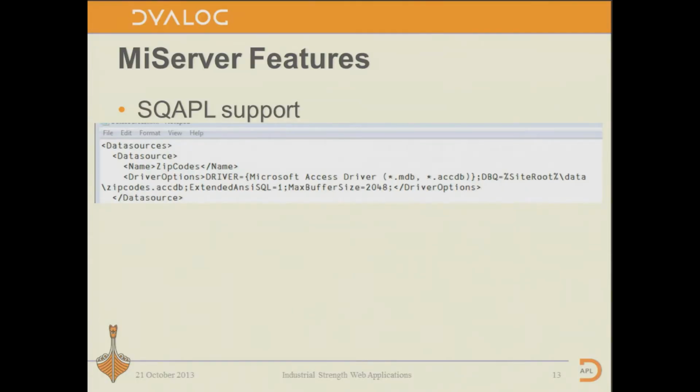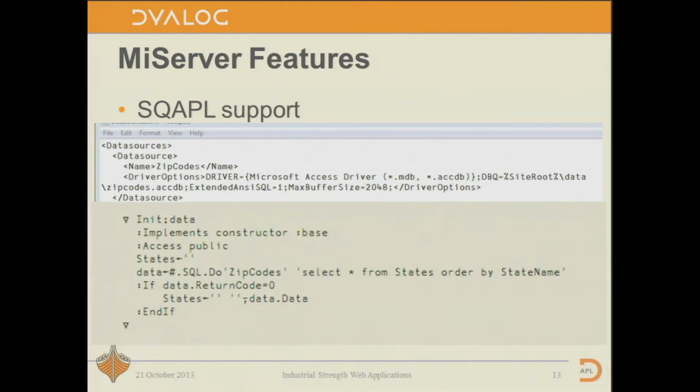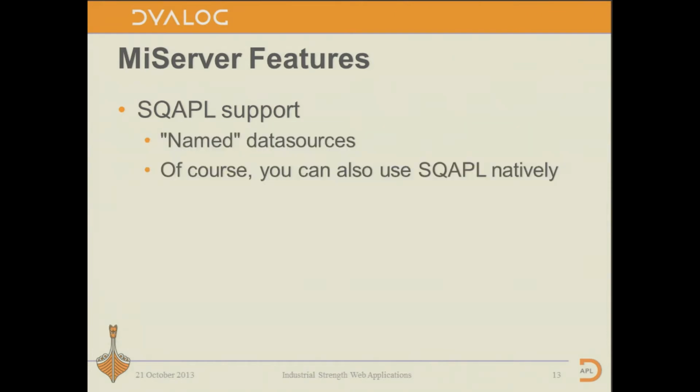So what we do is we have a configuration file that allows you to define data sources. Here I've got a data source name of zip codes, and it's a Microsoft Access database, and there's some information about how SQAPL can go about finding it. In my code, I can refer to it just by saying SQL, the data source name, and then my SQL statement. That cleans up that interaction and makes it a little bit easier. Of course, you can still use SQAPL natively in your web application.